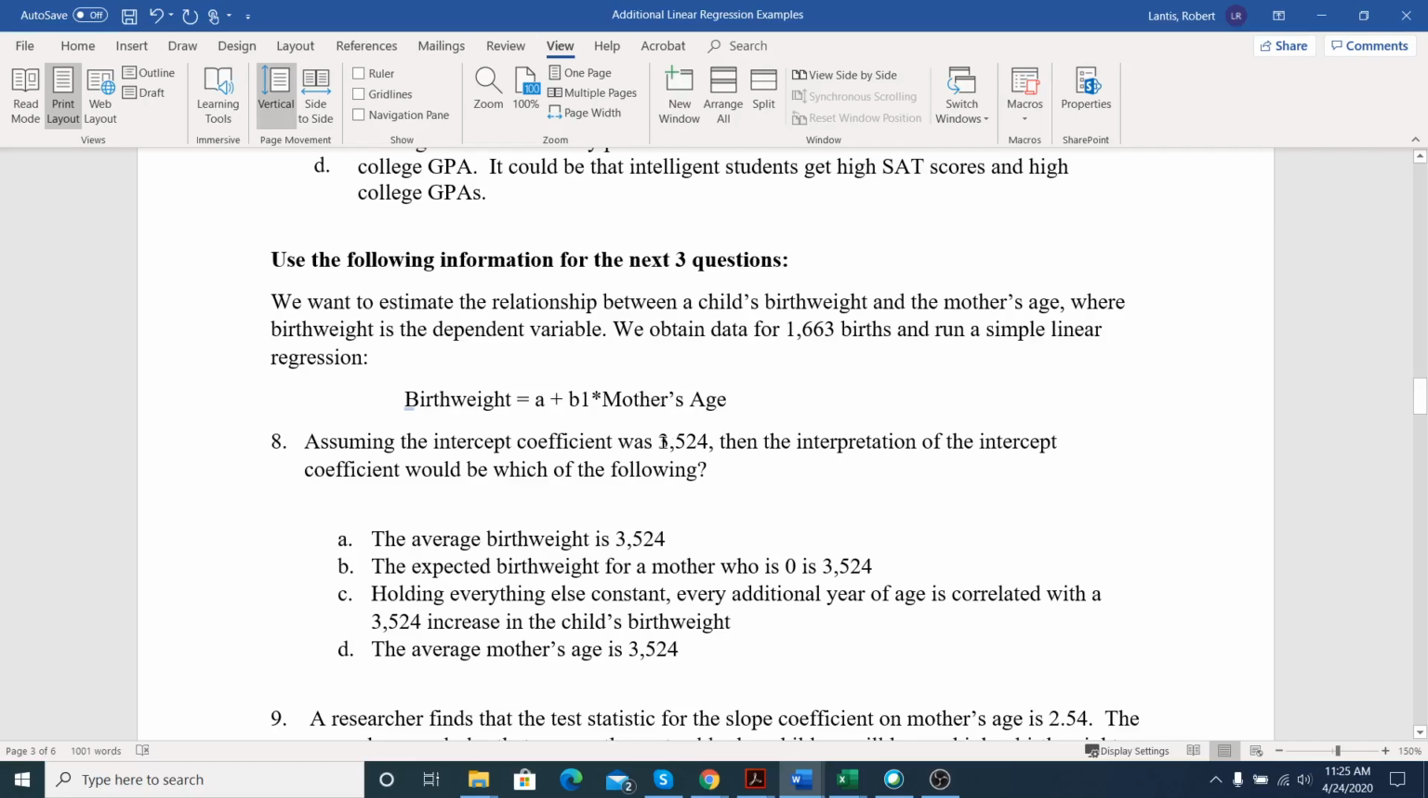So if we have the coefficient of 3,524, what would that interpretation be? Well, if this was 3,524, it doesn't matter what the coefficient on mother's age is, we would interpret the intercept as if the mother was 0, the expected birth weight would be 3,524.